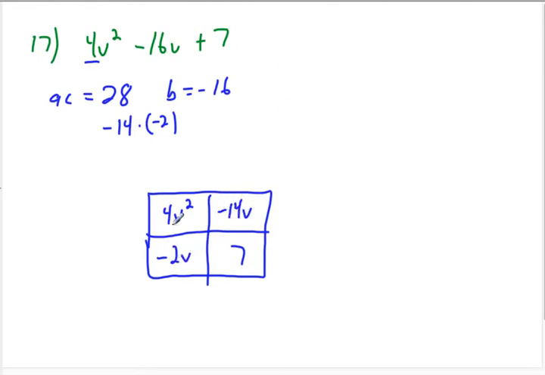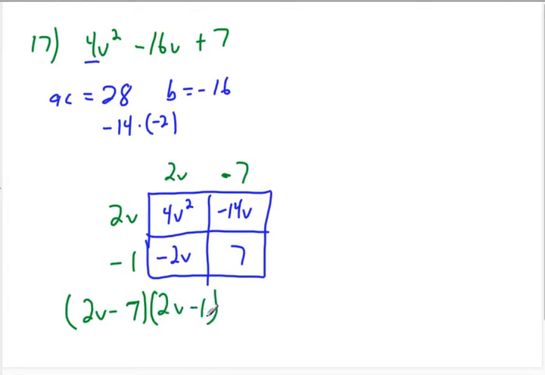Now we're factoring. So we have a 2v here, and nothing in common here, so we're going to write 1, but it's negative, so negative 1. Here we have a 2v as well, and here we have a negative 7. So it looks like our answer should be 2v minus 7 and 2v minus 1. Now we'll double check. So we got 4v squared, we have a positive 7, then we have negative 14 and negative 2. So that's negative 16, so that's correct.